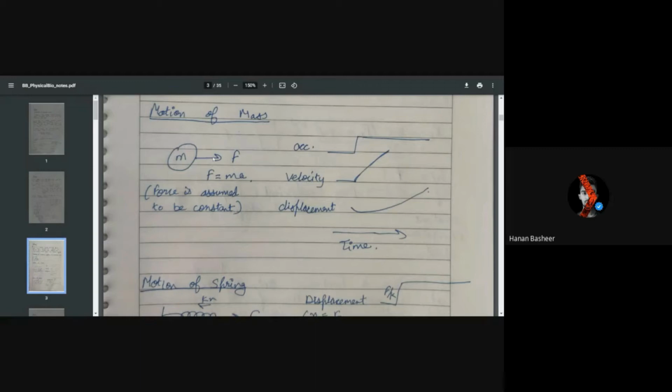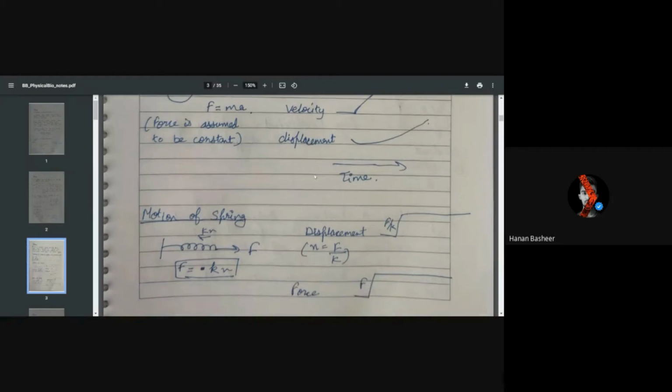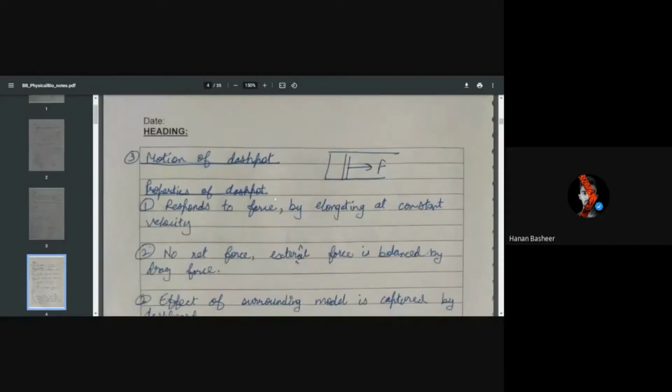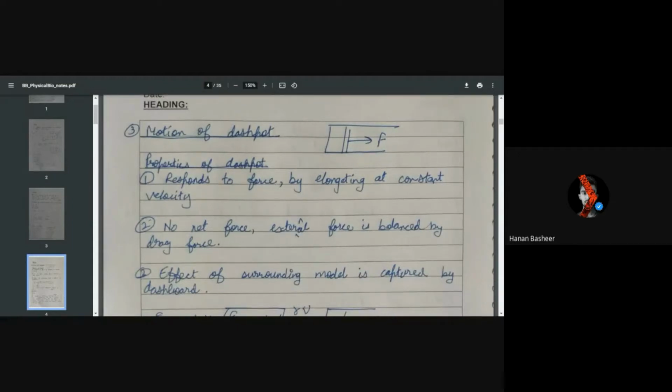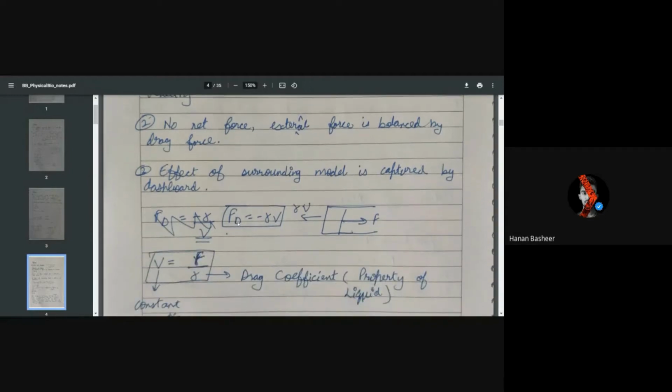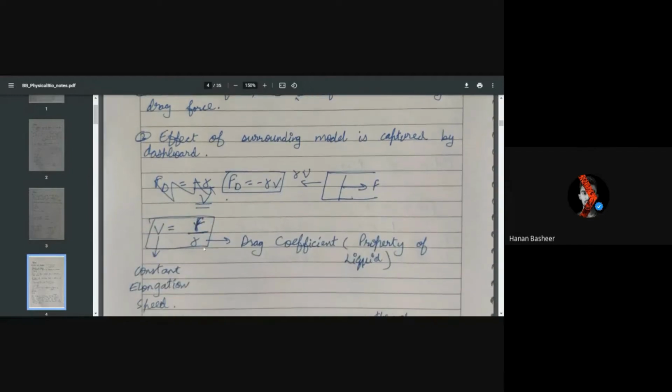If an object is dragged with a force F, then we know the graphs of acceleration, velocity, and displacement with respect to time are as follows. Then this is the motion of a spring. If we pull it with force F, it gets displaced by x, and the coefficient k is the spring constant. This is a displacement graph, and this is a force graph. In the case of a dashpot, as I said, when it is facing any force, it elongates with a constant velocity, which is given by F equal to minus gamma v. The d represents that this is a drag force, and gamma is the drag coefficient.